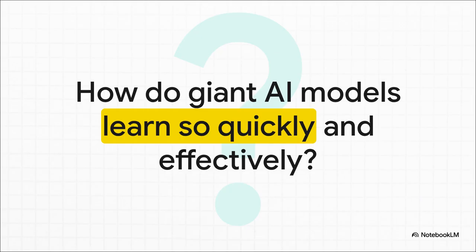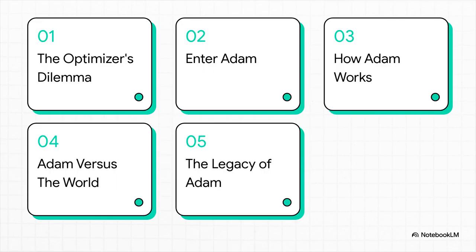But behind the curtain, it's all about this process called optimization. Basically, the art of finding the best possible settings for a model. And to really get why Adam was such a game changer, we first have to understand the problem it was designed to solve. So here's our game plan.